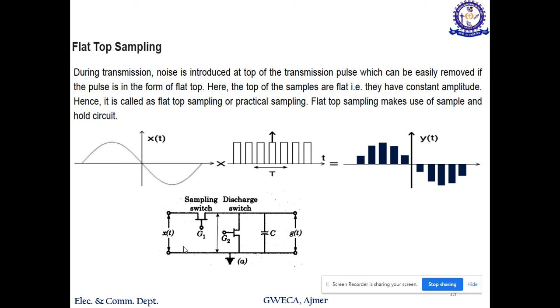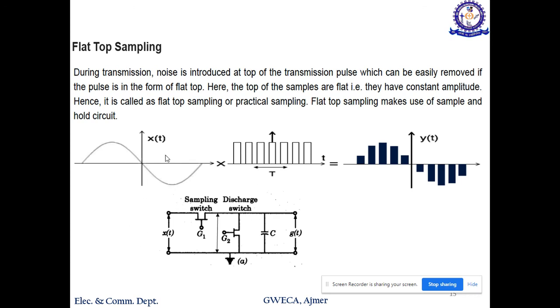When G1 is on, it works as a sampling switch. Your input is reflected to the output. The input is reflected to this capacitor, and the capacitor will get charged up to the value of x(t), and we are getting the value g(t) equal to x(t). That is how the multiplication occurs. x(t) is multiplied by G1, which is given by the impulse train, delta of t. Just like in the first case, that is ideal sampling, the x(t) multiplication with delta t gives you a perfect impulse output. Now this perfect impulse output we are getting across this capacitor.